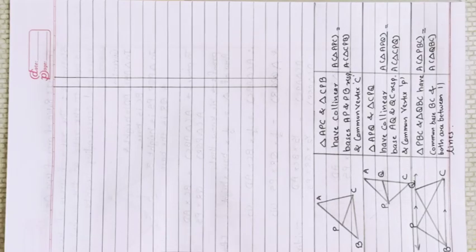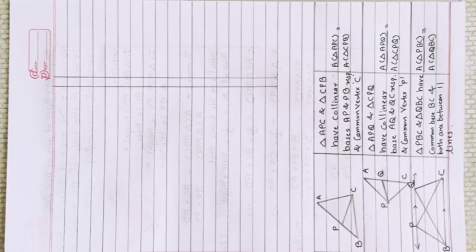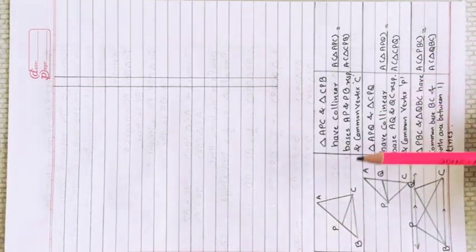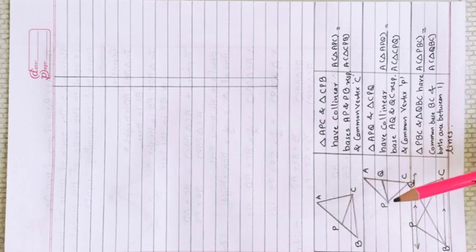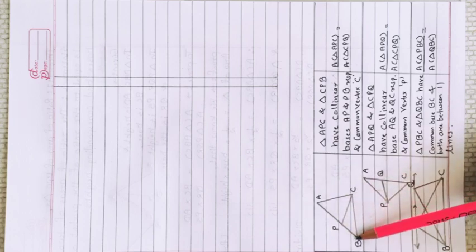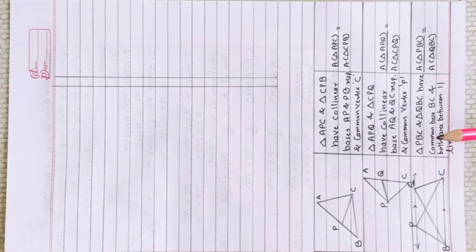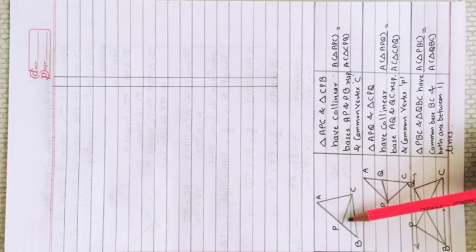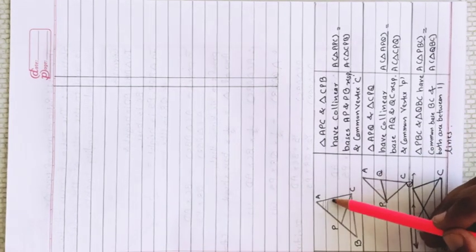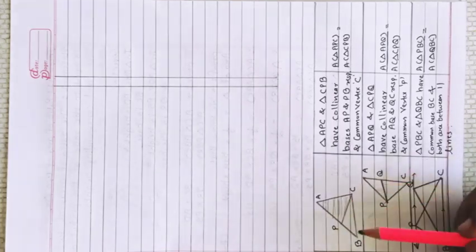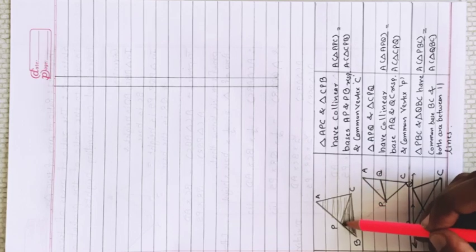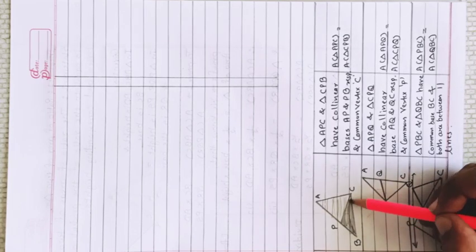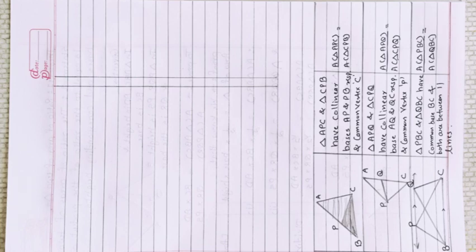Let's start with the BPT theorem. In the BPT theorem, first we will understand the base. There are three triangles: triangle APC, triangle CPB, and triangle ABC. Here we will consider two smaller triangles, that is triangle APC and triangle PBC. You can see these two smaller triangles.